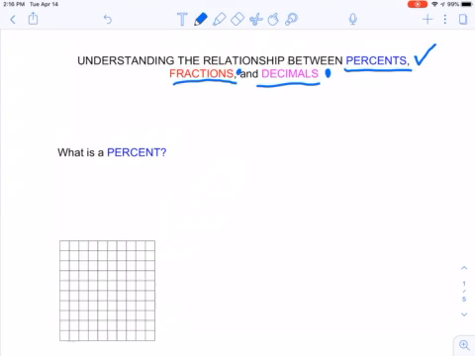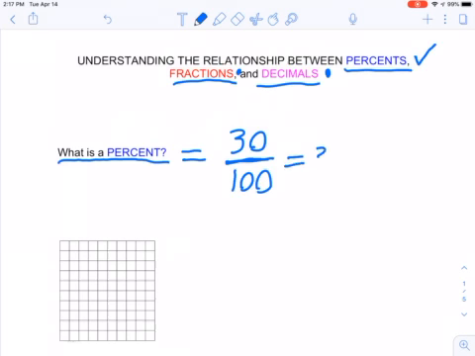Okay, so we're going to start with understanding what exactly a percent means. What does this word mean? Well, a percent is pretty much a fancy word for a fraction out of 100. Okay, so that means if I have 30 out of 100, I will have 30%. What about if I had 15 out of 100? Excellent, 15% would be my value.